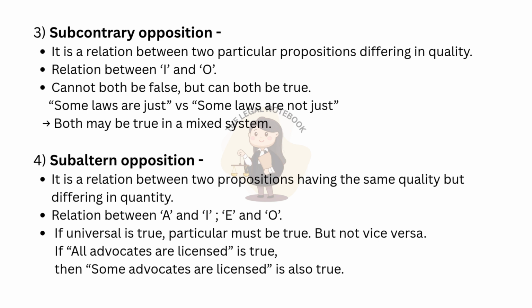4. Subaltern opposition. It is a relation between two propositions having the same quality but differing in quantity. Relation between A and I, E and O. If the universal is true, the particular must be true, but not vice versa. If all advocates are licensed is true, then some advocates are licensed is also true.